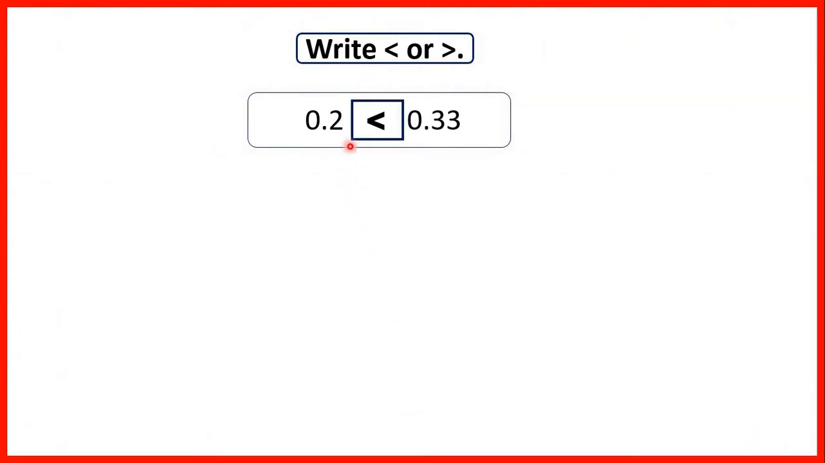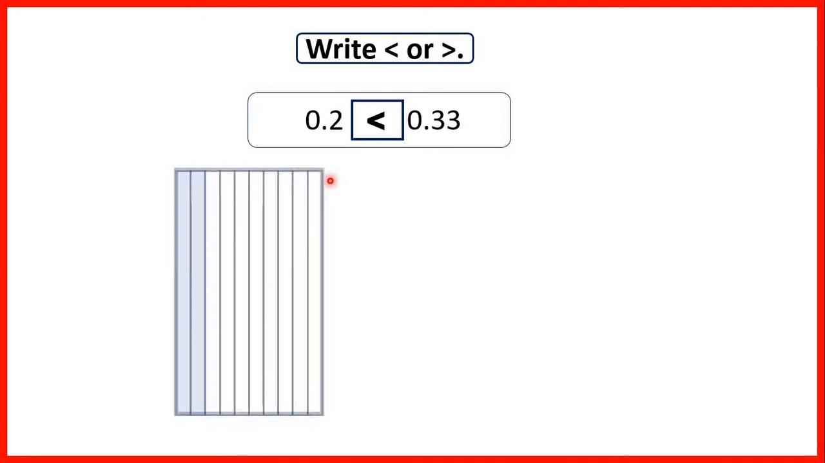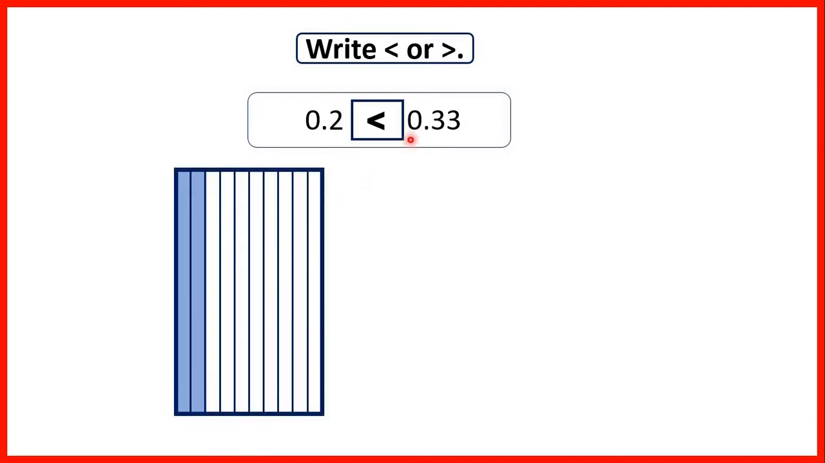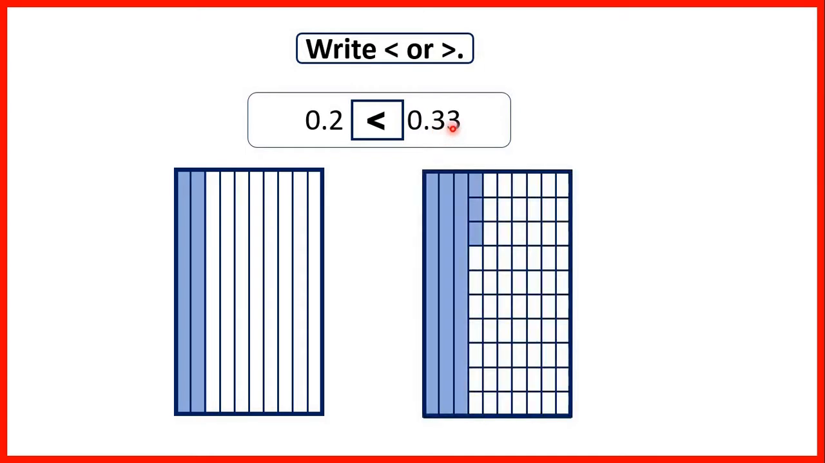So let's think back to this first question. We had 0.2, and we know that the first digit after the decimal point is the tenths digit, so we can show 2/10. Then we had 0.33, so that's 3/10 and 3/100, which we can show on our fraction bar. And we can see clearly that 0.33 is the larger decimal because a larger amount of the fraction bar is shaded. We could also show place value counters, so with 0.2 we have 2/10, and with 0.33 we have 3/10 and 3/100.